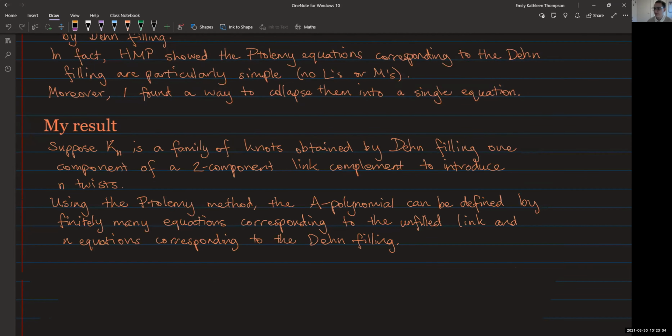So we know that our A-polynomial is defined by finitely many of these Ptolemy equations coming from the unfilled link, and then n equations coming from the tetrahedra in our layered solid torus that are performing the Dehn filling.